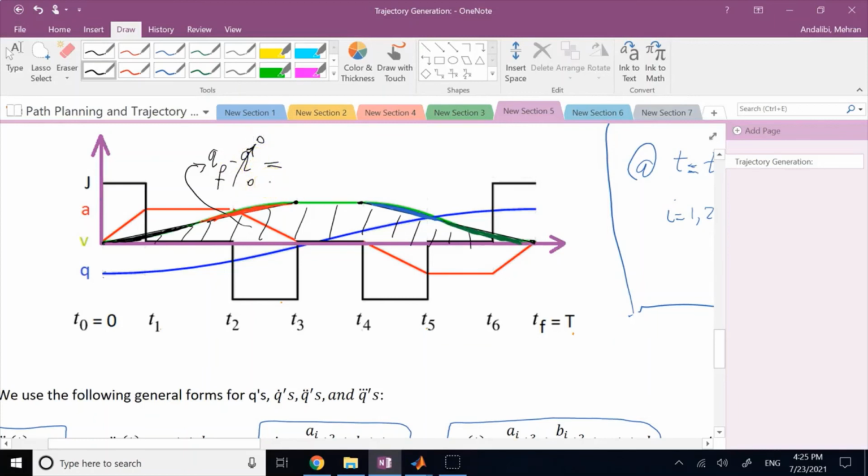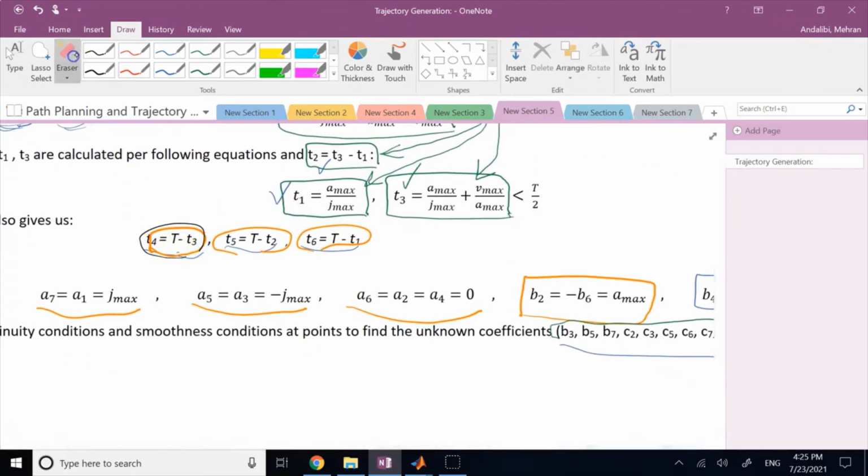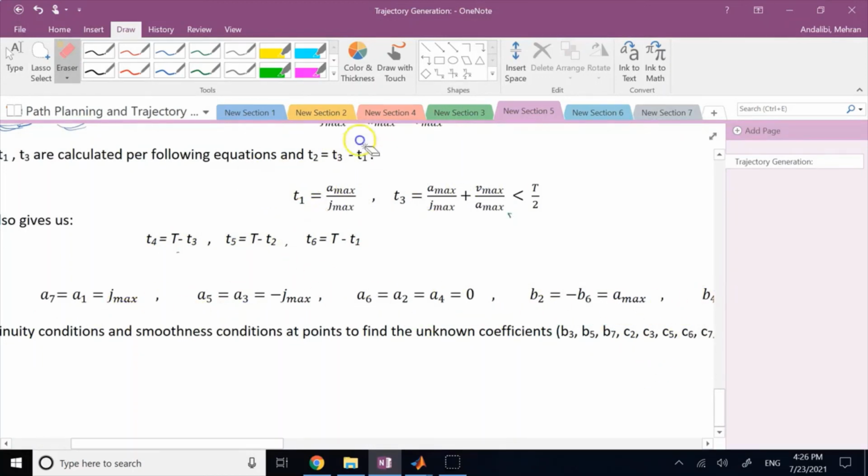This is equal to what? The area of a trapezoid, which is the big base, which is capital T, plus the middle one, which is T4 minus T3, divided by 2, and then times the height, and the height is V max. Correct? This is V max. But if you remember, T4 is T minus T3, right? Here. T4 is T minus T3. Therefore, I can replace it up there.